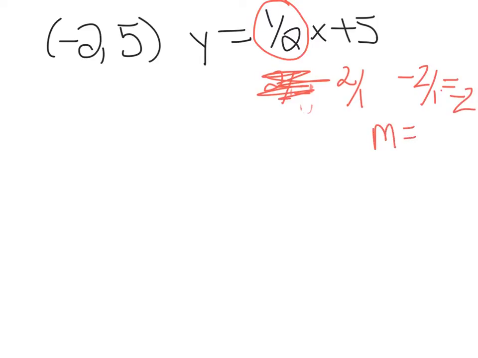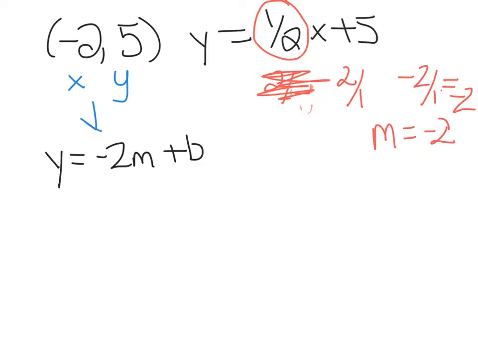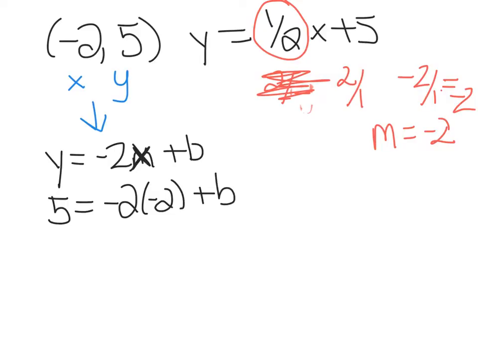So m equals -2. If I go to write my equation, y equals mx plus b, where b is my y-intercept. The problem doesn't tell me my y-intercept, so I'm going to plug in my point, my x and my y, into my equation. So I get 5 equals -2 times -2 plus b. So 5 equals -2 times -2, which is +4, plus b. You subtract 4 from both sides.